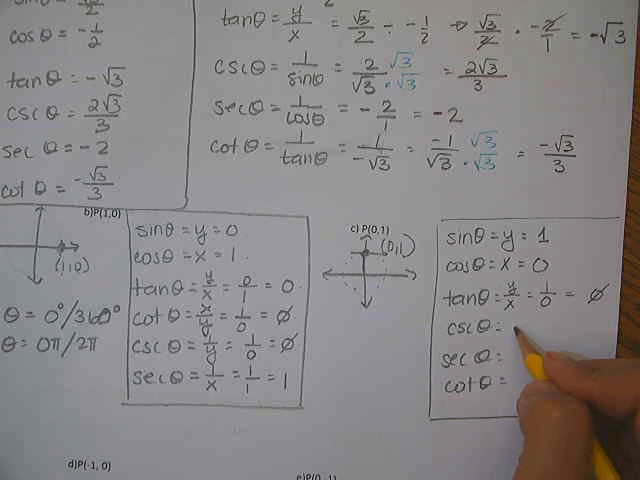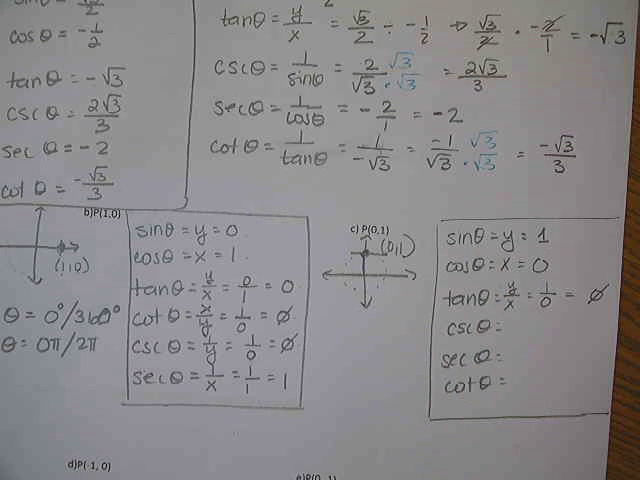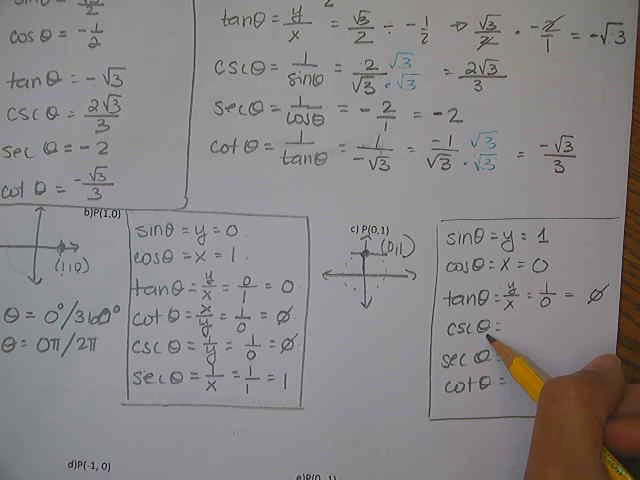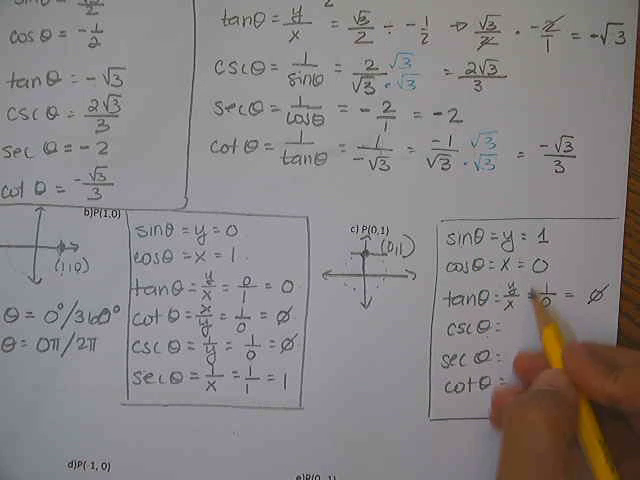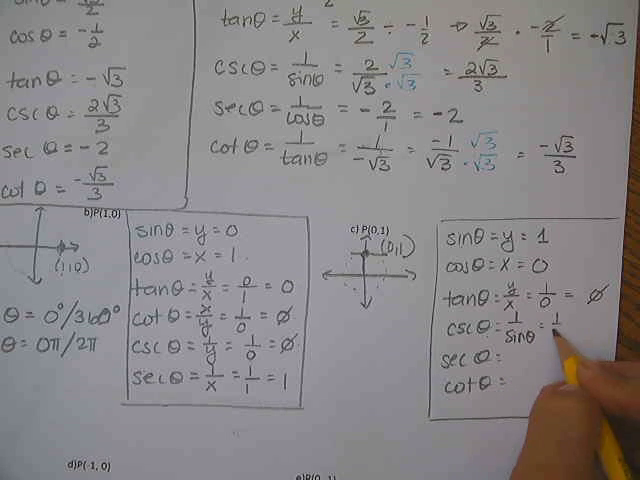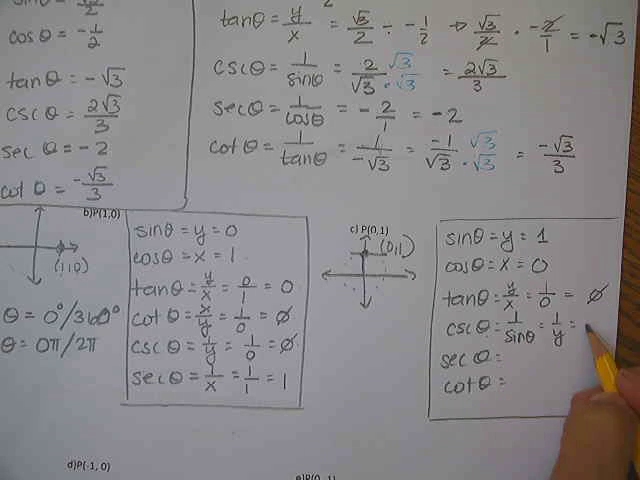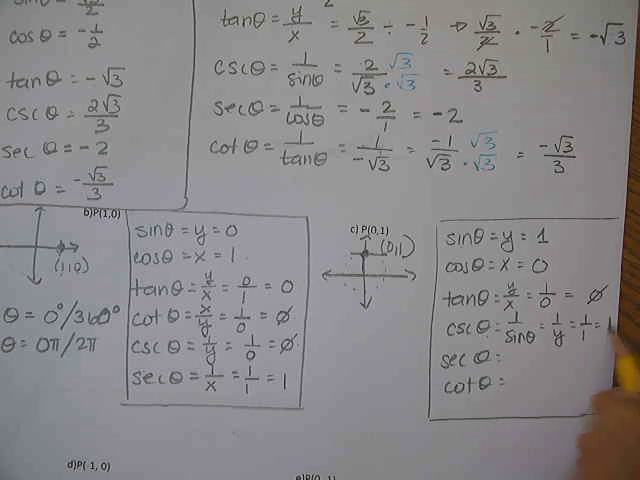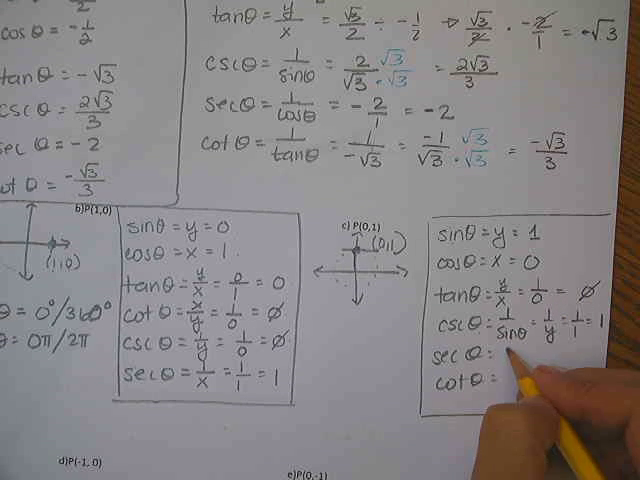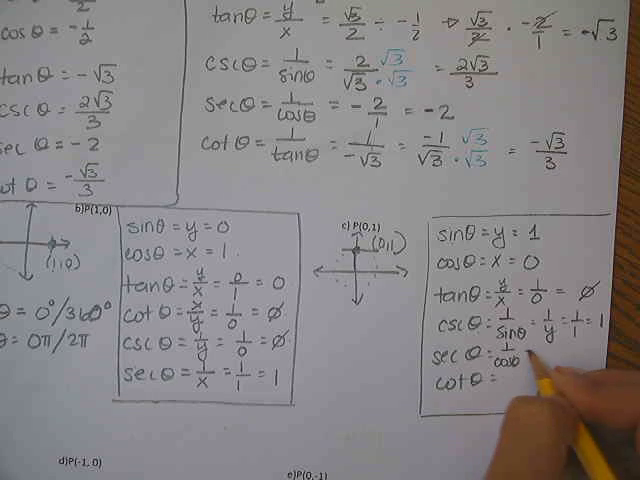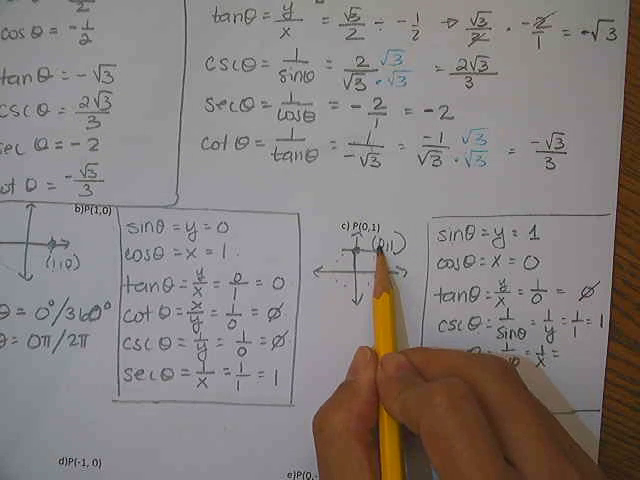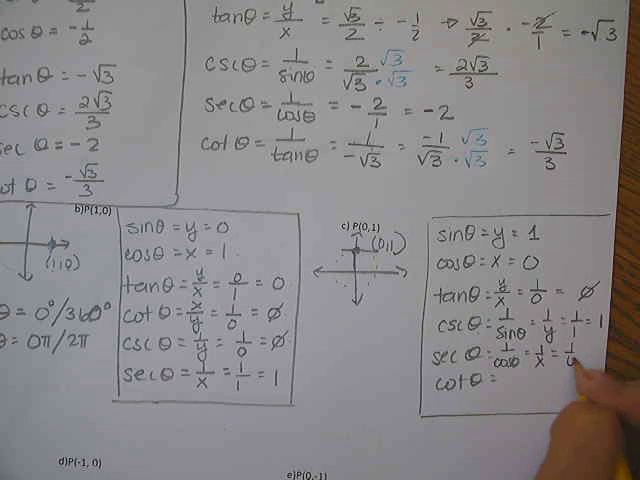Cosecant is going to be the reciprocal of sine or cosine? Cosecant is going to be the reciprocal of sine. Okay, so that's going to be 1 over sine of theta, which is really 1 over y. Well, your y is 1, so 1 over 1, which is really ending up to be 1. Secant of theta is going to be the reciprocal of cosine, which is 1 over x. And x happens to be 0, so 1 over 0.